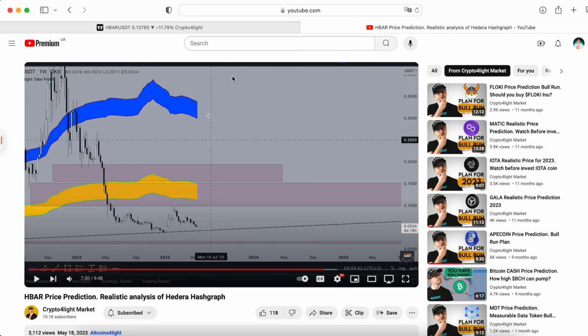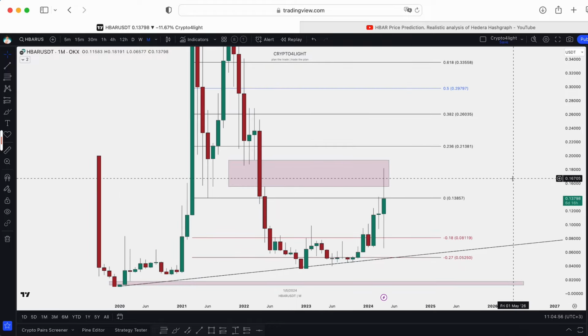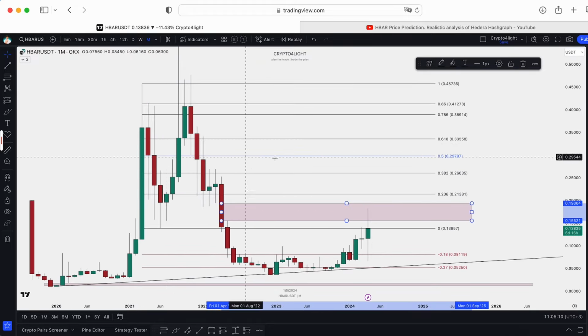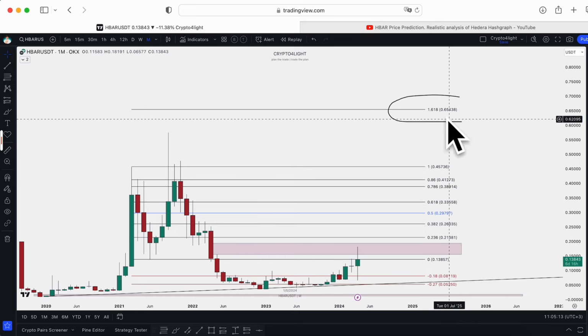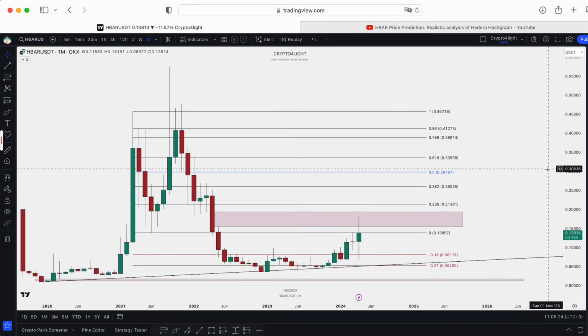I recommend you go and check this main bull run plan to understand the logic of the price movement and double check how to work with analysis. There are no gaps, just open space to the target I marked before. 65 cents will be the first trigger for HBAR on the weekly time frame.